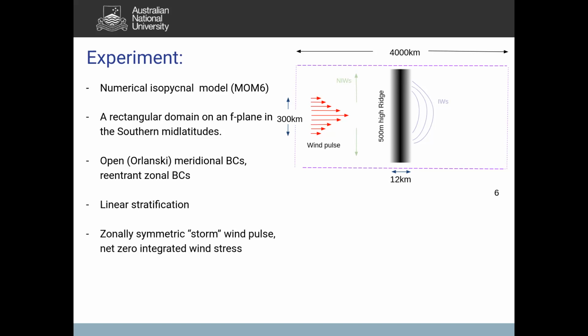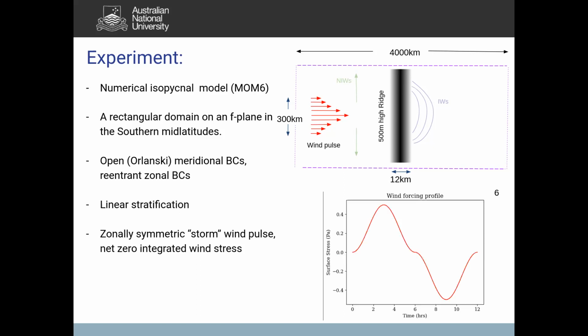And the wind pulse that we chose was a zonally symmetric storm band. So the symmetry will be important. I'll talk about that in a sec. But the idea was to keep it really, really simple. And the wind forcing profile, you have a peak and then an equal trough. The reason for that is that we wanted to minimize the mean flow in the domain, just so that most of what we see will be wave dynamics. There'll be a bit of a mean flow because you can't always get rid of it. But it does mean that the net wind work was kept intentionally quite low. But that'll be important later.